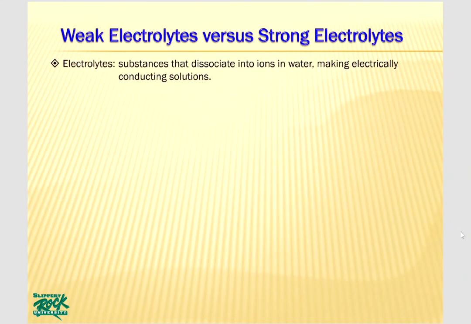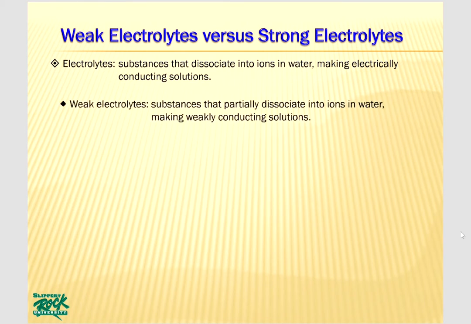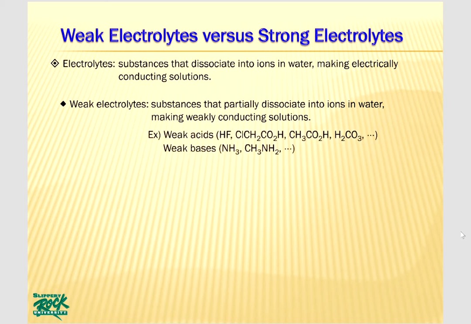Electrolytes are substances that dissociate into ions in water, making electrically conducting solutions. The electrolytes that partially dissociate into ions in water and make the solution weakly conductive are called weak electrolytes. Weak acids and weak bases are weak electrolytes. A double arrow is used to represent the partial dissociation of a weak electrolyte.